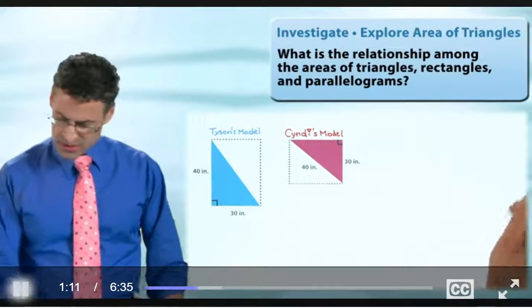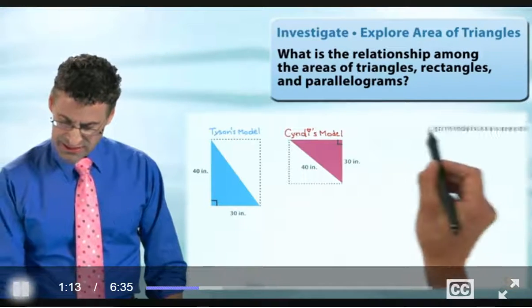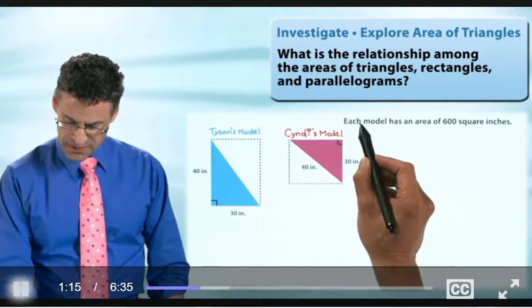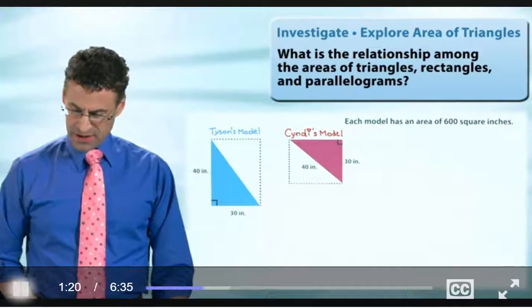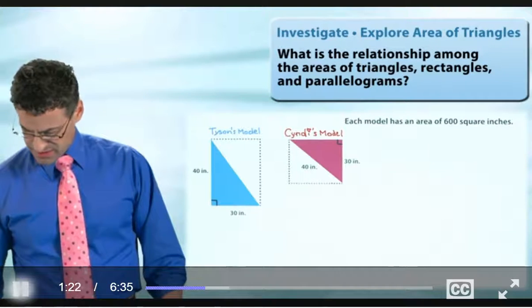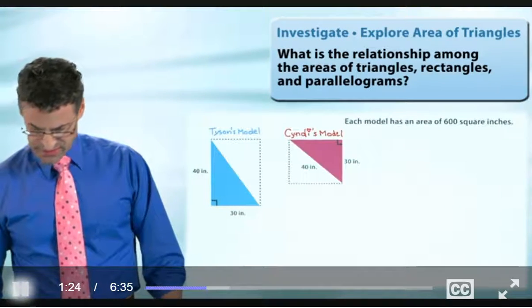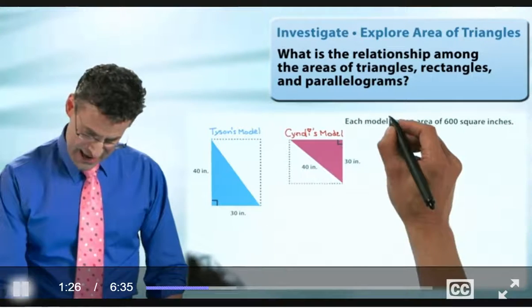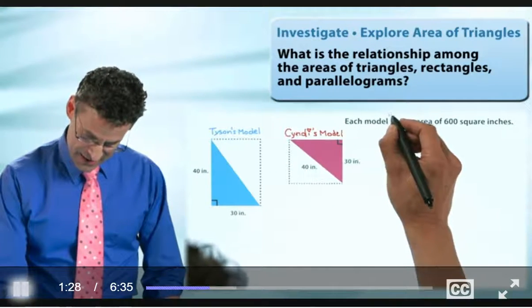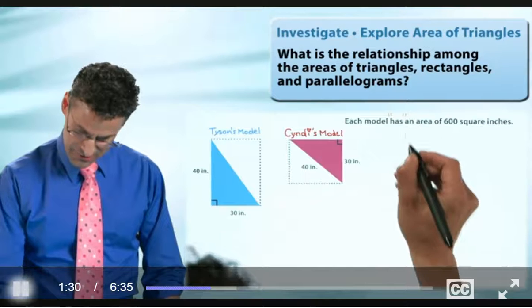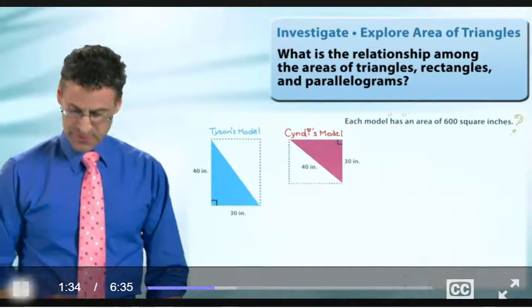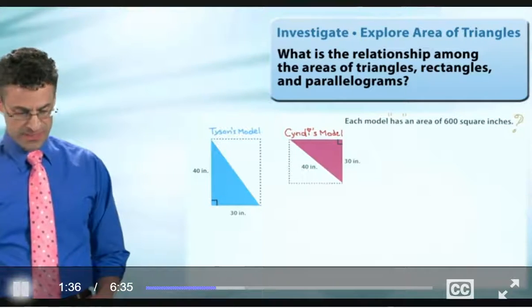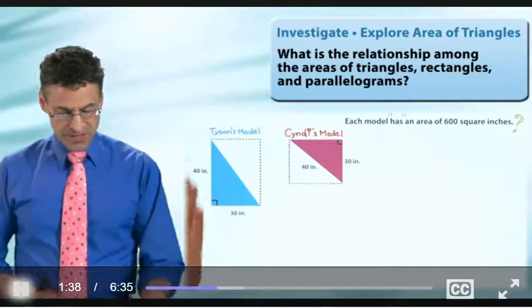So in each case, each person is claiming that their model is representing a triangle having an area of 600 square inches. And so I should make it clear that this is a claim. So each triangle "has" 600, in little quotes, because maybe they don't each have it. So it's kind of like a question mark. Let's see if that's right or not. So that's the statement. Okay, well, let's start with Tyson's model.